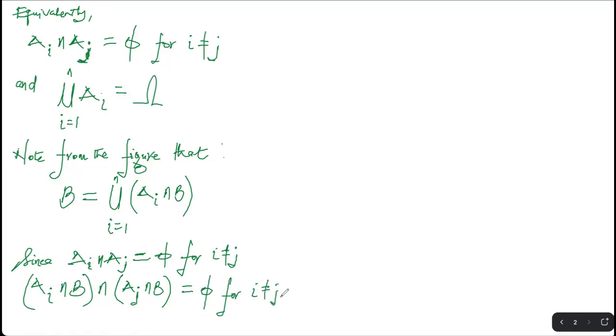when we say for I is not equal to J, we simply mean that, for example, if you take A1 intersection A2, obviously 1 is not equal to 2, right? If you take A2 intersection A5, obviously 2 is not equal to 5, right? So it's just to show that there are different regions that we are operating upon.